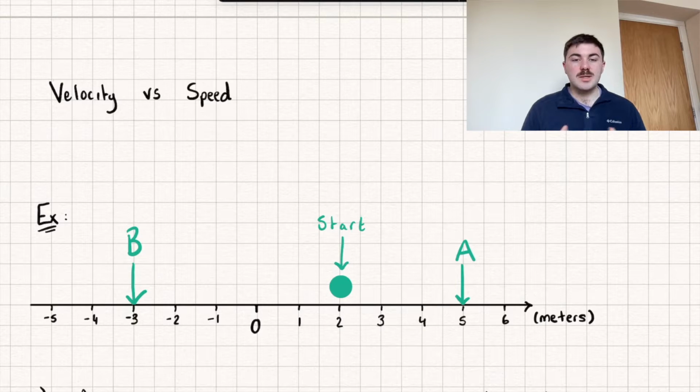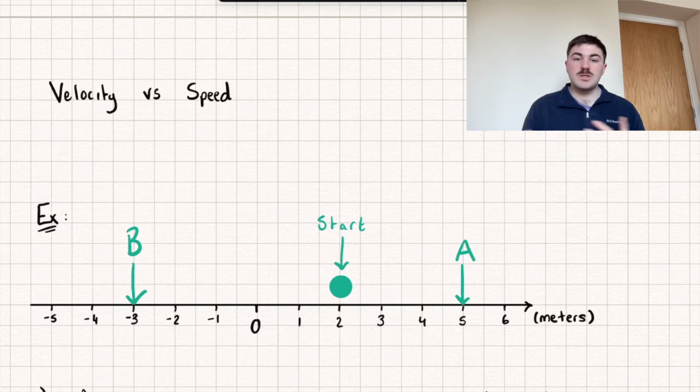Hello, in this video we're going to be taking a look at the difference between speed and velocity. The key thing you want to note is that speed is a scalar quantity, which means it just has a magnitude or a size. So for example, I'm driving my car at 5 meters per second, whereas velocity is a vector quantity, so it has that magnitude, but it also takes into account the direction in which I'm traveling.